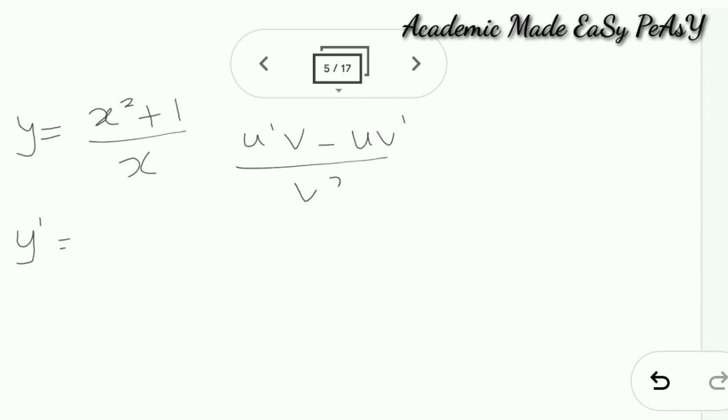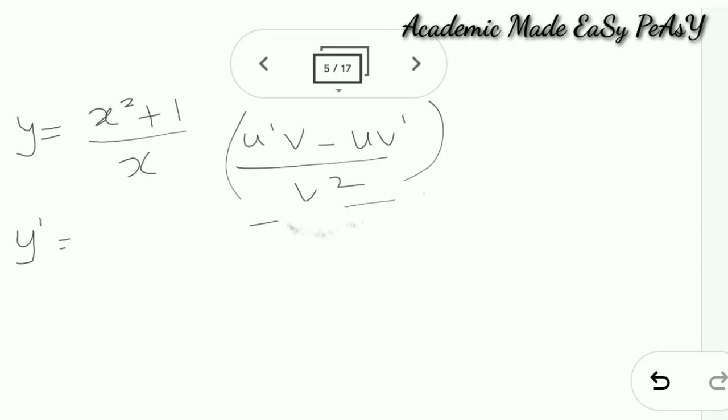So let me have y is equal to x square plus 1 divided by x. This is my given function. So what will be my y dash? First, I have to take it as u dash v minus u v dash divided by v square. So this is our formula.